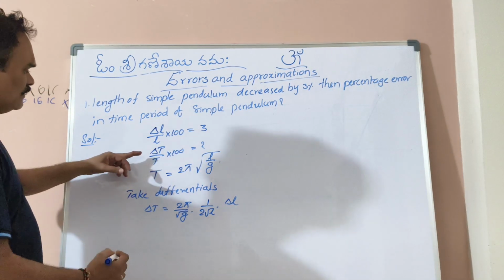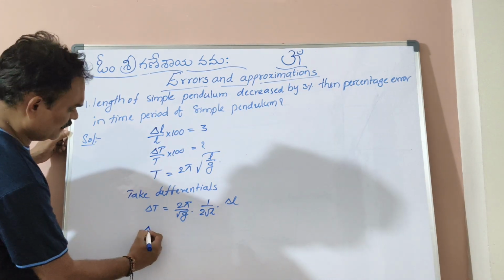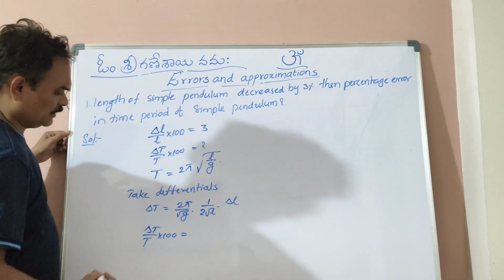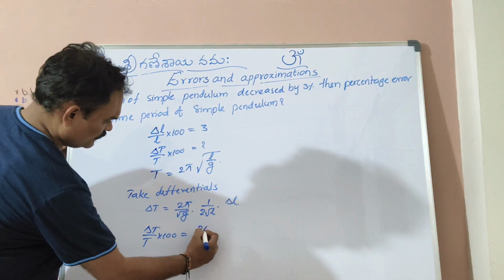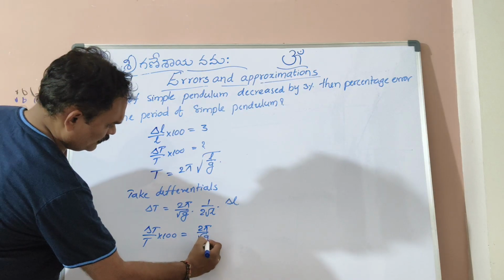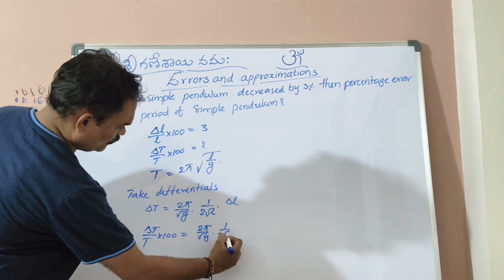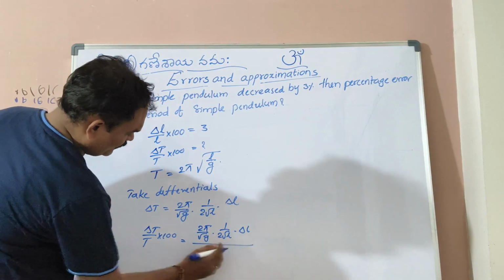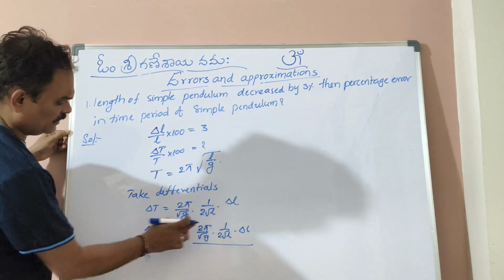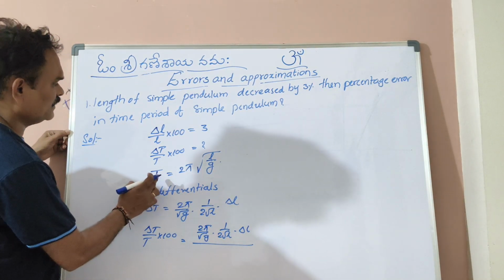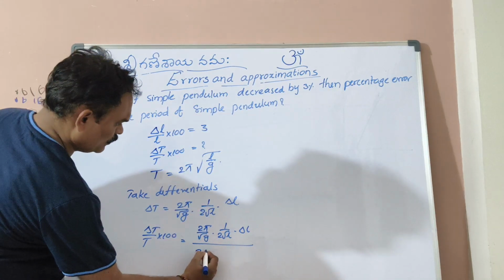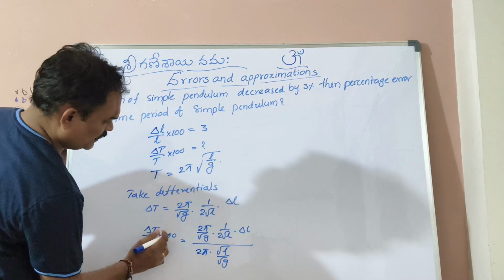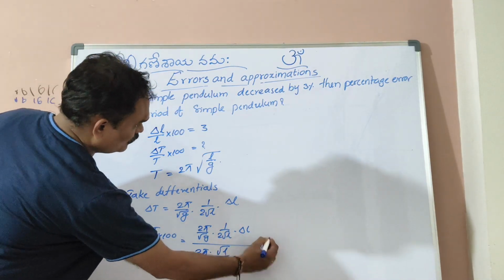But what we have to calculate is delta T by T into 100. That equals, what is delta T? 2 pi by root g into 1 by 2 root L into delta L, divided by T. This is the value of delta T divided by T. What is T? 2 pi into under root L by under root g, into 100. Here also we should write into 100.